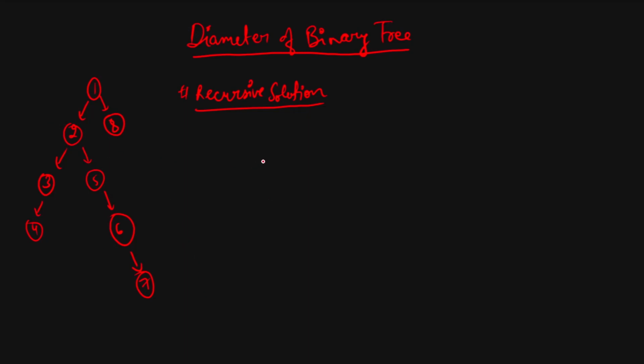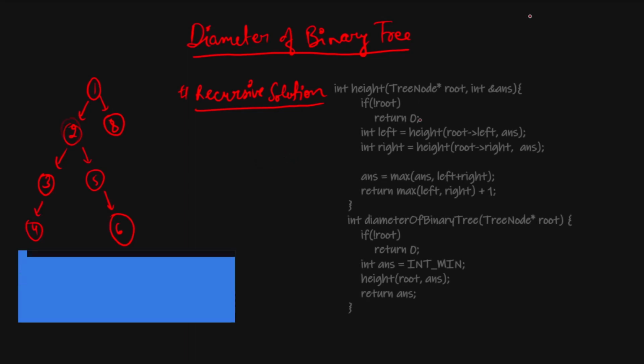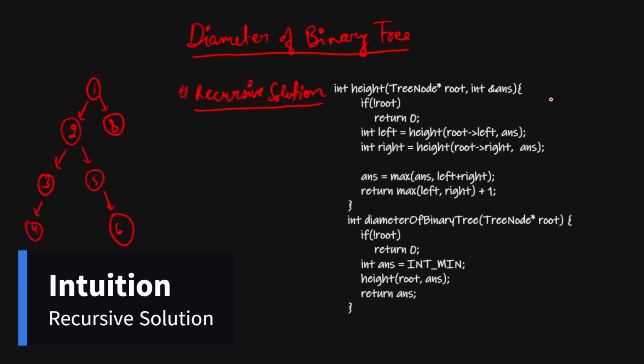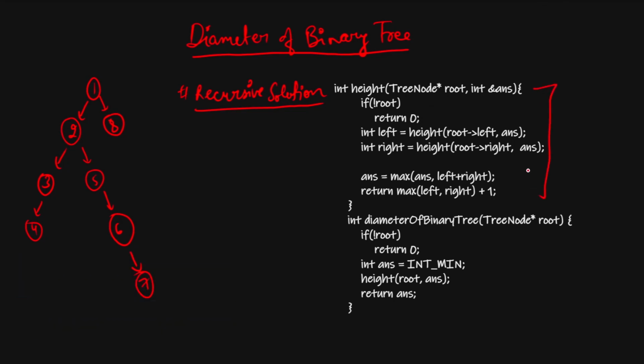So let's check out the code and do a dry run to understand it. This is our function to calculate the height of a binary tree, and this is our function to calculate the diameter of a binary tree. We simply call our height function with an answer variable, which is passed by reference and initialized with minimum, so I can use it here. I call my height, and it checks whether the node is null. If it is null, it returns 0, otherwise it calls its left.